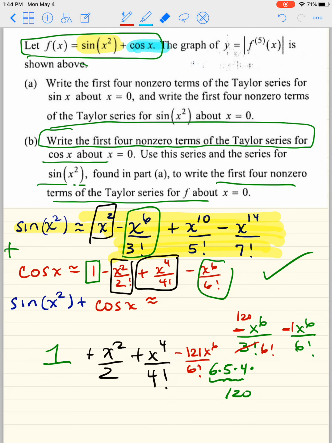So I hope that made sense. In order to add fractions, you need the same denominator, and 3 factorial and 6 factorial will meet at 6 factorial. So you have to say, how do I get 3 factorial to become 6 factorial? Well, if you multiply by 6 times 5 times 4, and then multiply the numerator by 6 times 5 times 4 to make sure that you didn't change the value of this, then you're all set. So that's how you do part B. I hope that was helpful.